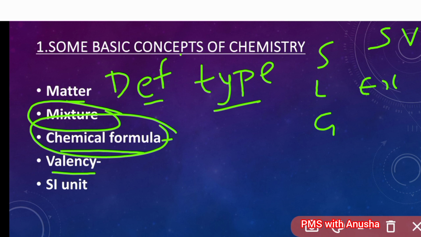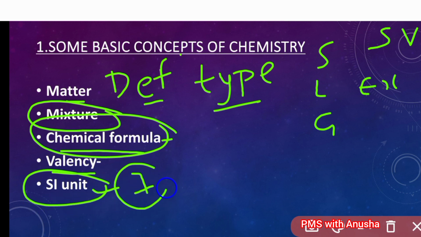And also study SI units, especially the 7 fundamental quantities' SI units, that is length, meter; luminous intensity, candela; temperature, Kelvin and so on. You have to study all the 7 fundamental SI units.